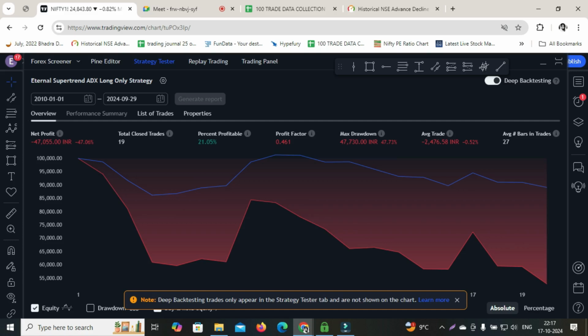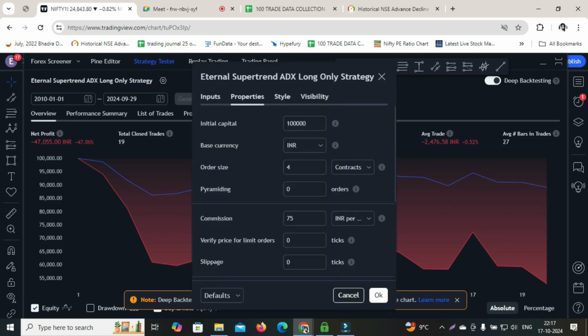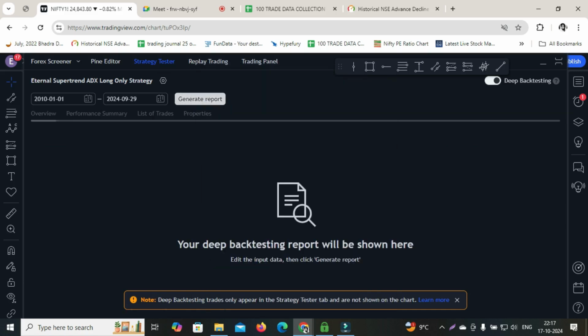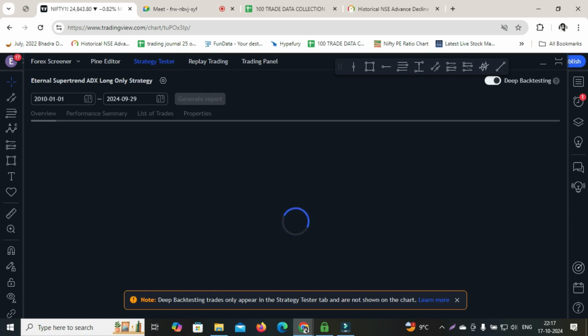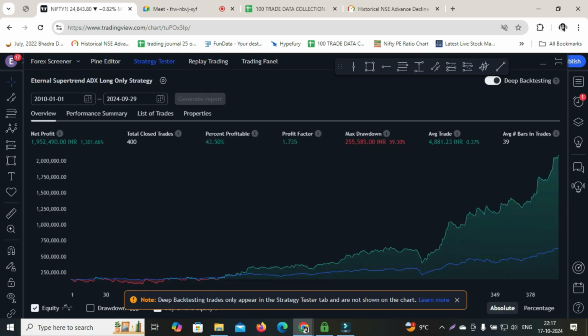Okay, so there is a margin call here. It means our capital is somewhat less. We make it 1,50,000. Yeah, so this is the real result. That is, 1,50,000 would have become 19,52,000 with this strategy. But that number is not important. What is more important is 43.5% trades are profitable, and this drawdown of 2020.